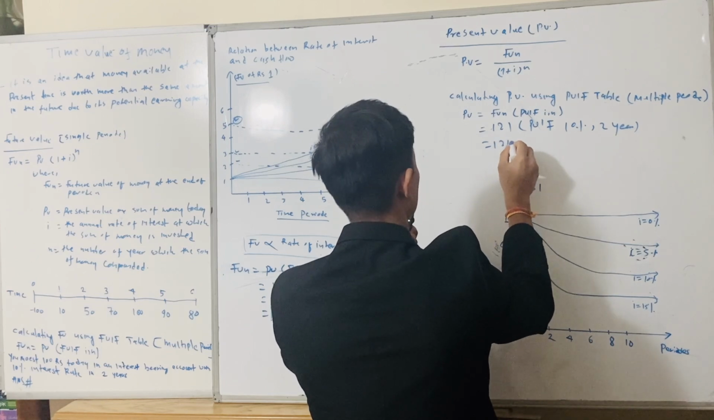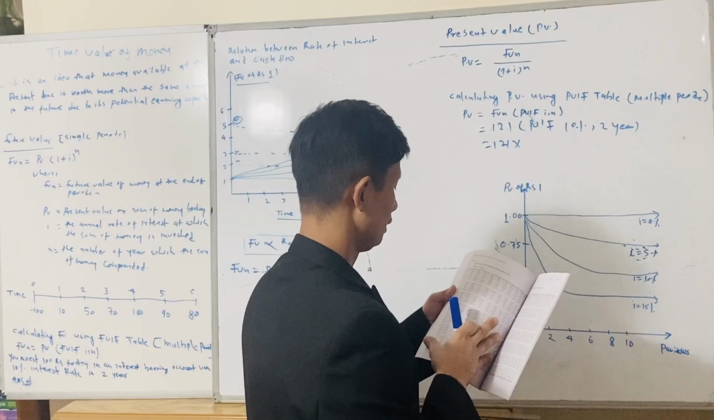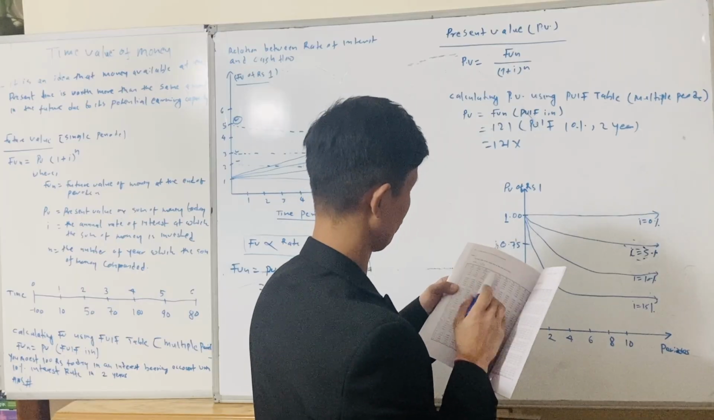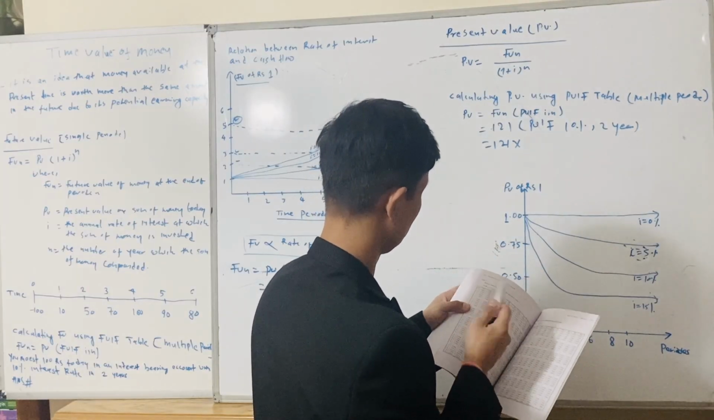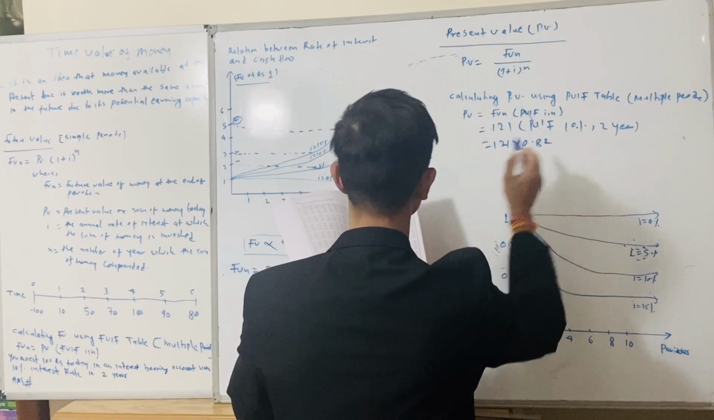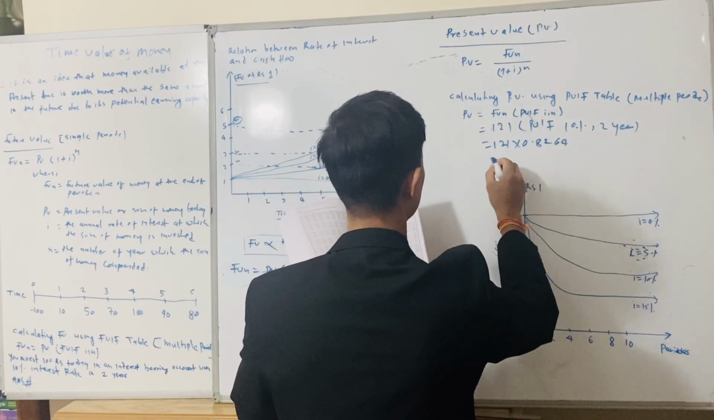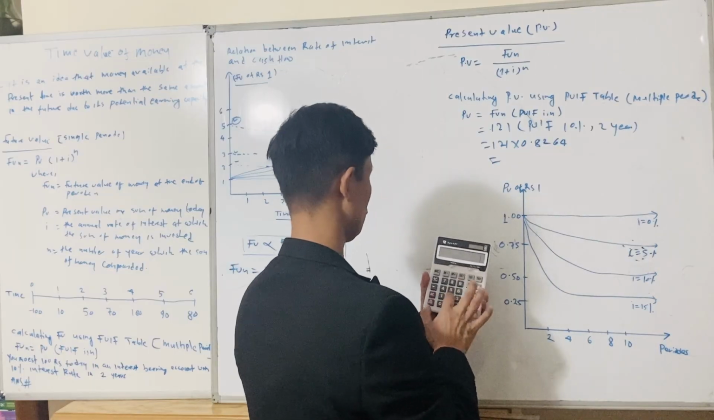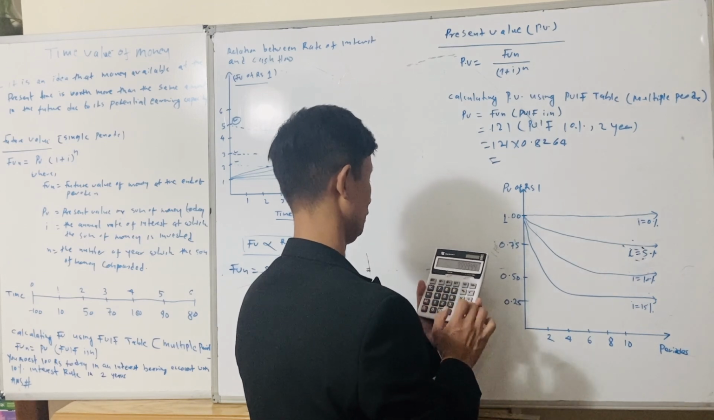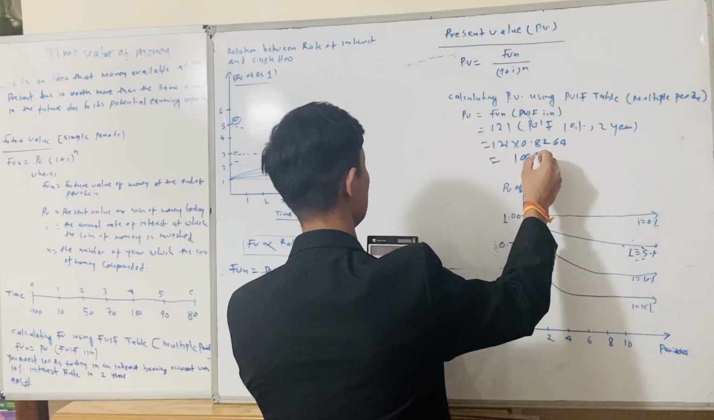Let's find the present value interest factor from here. We can get the present value interest factor for 10% in 2 years, which is 0.8264. If we multiply 121 by 0.8264, we get 99.999, which is 100 rupees.